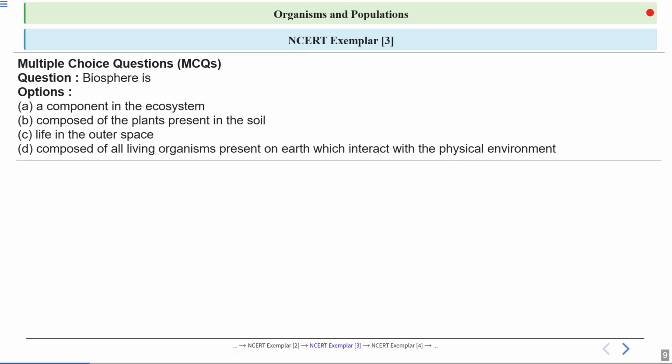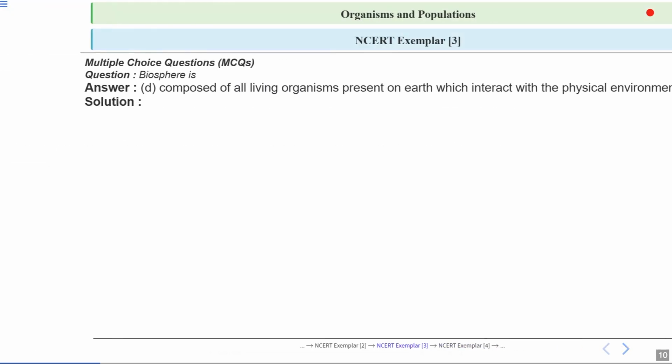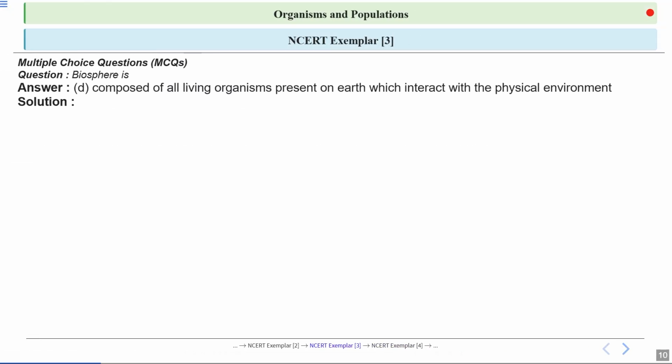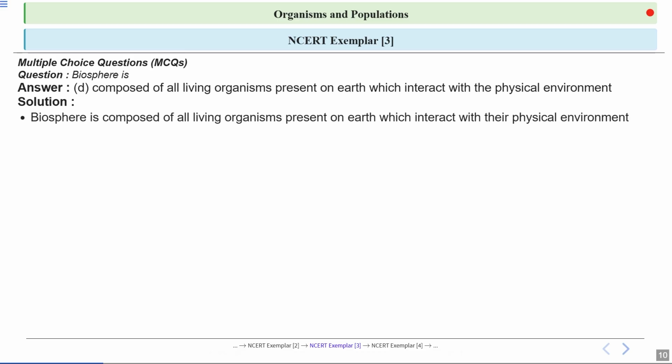The next question, biosphere is. So the options are: a component in the ecosystem. Option B, composed of the plants present in the soil. Option C, life in the outer space. And option D, composed of all living organisms present on Earth, which interact with the physical environment. Okay, what will be the correct answer here? So let's have a look at the answer. Option D is the correct answer here. Let's have a look at the explanation.